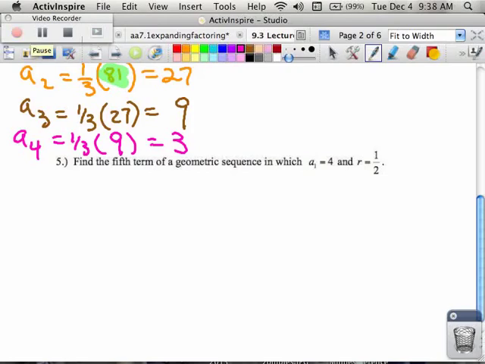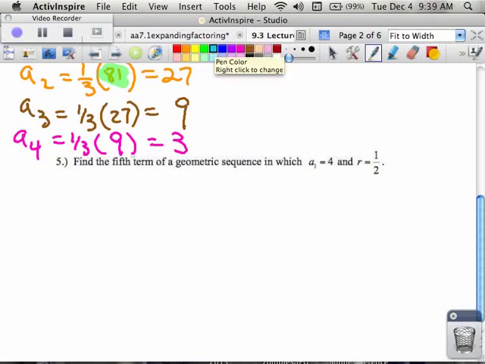Earlier I said I probably wouldn't use that a sub n formula unless I really needed to. Here's one in number 5 where I could actually go and find each of the terms. They give me the first term is 4, and I can find the second term, the third term, the fourth term, and the fifth term in that order if I want to, or I could just use the formula. So here's one where I may choose to use the formula. Like, what if they would have said, hey, find the 50th term of this? Writing out 50 things instead of just doing 1 is ridiculous. So they asked me for the 5th one.